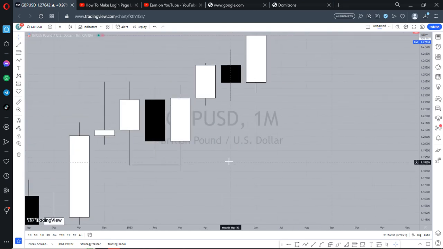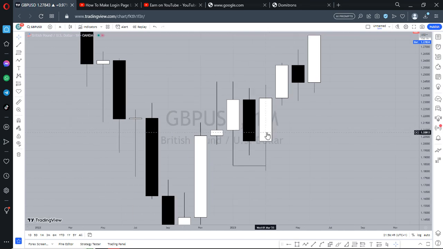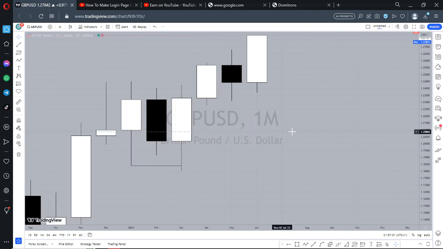Remember when I first started teaching about the algorithm range, I also made mention of price taking out the previous 3 months, the lowest low in previous 3 months low, and also we have the highest high in previous 3 months high. We also have the lowest low in previous 6 months low, and also the highest high in previous 6 months high, and that also for the 12 months highs and lows.